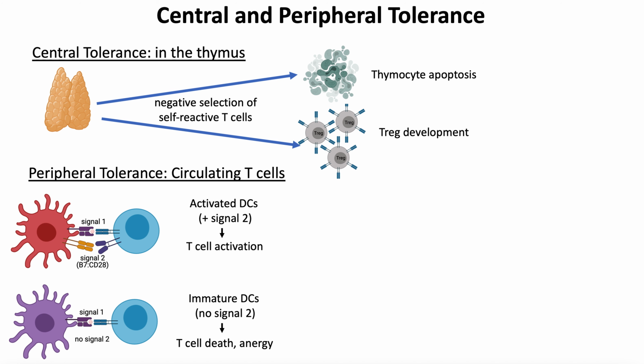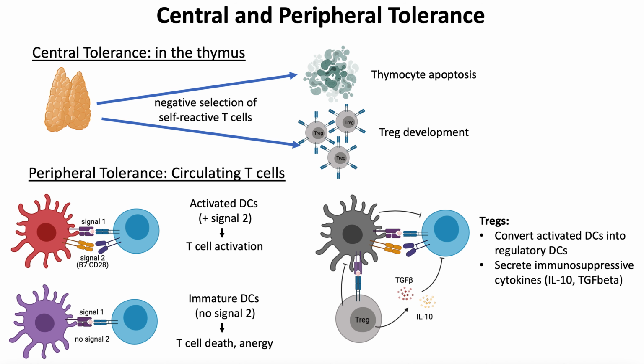Another way in which T cells are tolerized in the periphery is through the action of regulatory T cells. So regulatory T cells specific for self-antigens may interact with immature dendritic cells, or they may even convert activated dendritic cells into immature dendritic cells. In turn, regulatory T cells can produce TGF-beta, transforming growth factor beta, as well as interleukin-10, and these cytokines have an immunosuppressive effect that suppresses T cell activation.